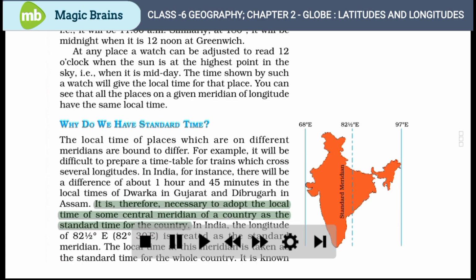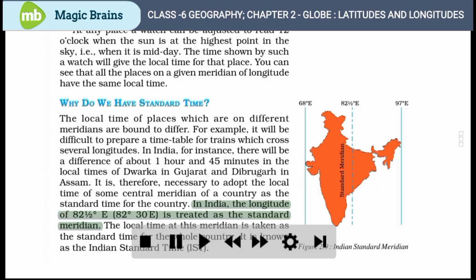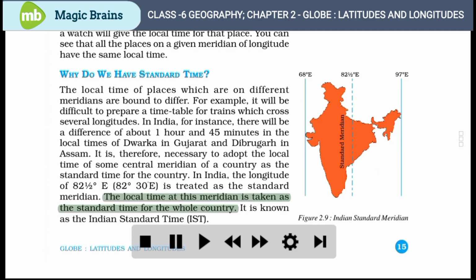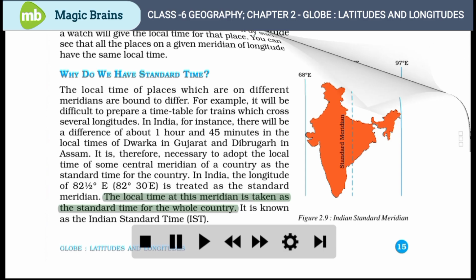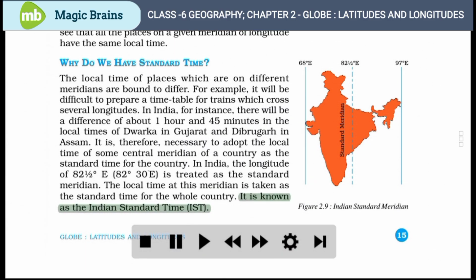It is therefore necessary to adopt the local time of some central meridian of a country as the standard time for the country. In India, the longitude of 82.5 degrees east, that is, 82 degrees 30 minutes east, is treated as the standard meridian. The local time at this meridian is taken as the standard time for the whole country. It is known as the Indian Standard Time or IST.